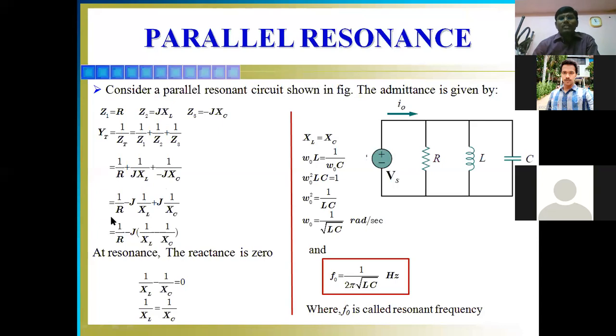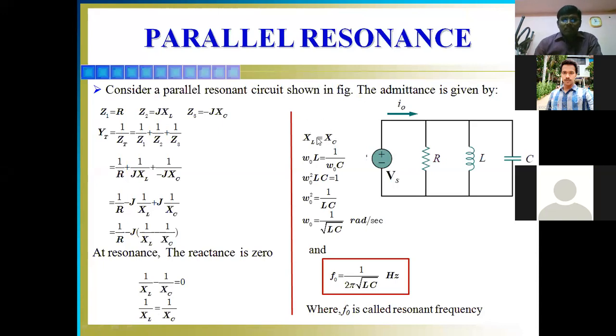At resonance, the reactive part is equal to 0, that is, the imaginary part of the admittance is equal to 0. The imaginary part of the admittance in the circuit is 1 by XL minus 1 by XC, which is equal to 0. From this, 1 by XL is equal to 1 by XC, and if you cross multiply, we get XL is equal to XC.